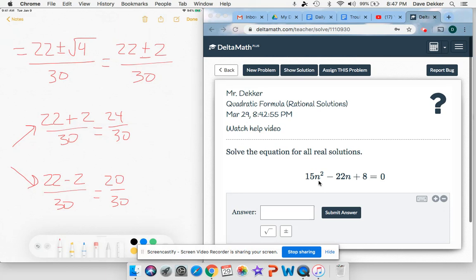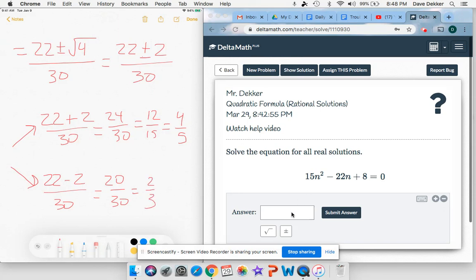But I do notice that for the first numerator, I can divide both parts by 2. So I get 12 over 15. Those I can divide by 3. So I get 4 over 5. That's going to be one answer that I put in. Here I can divide both by 10, so I get 2 over 3.